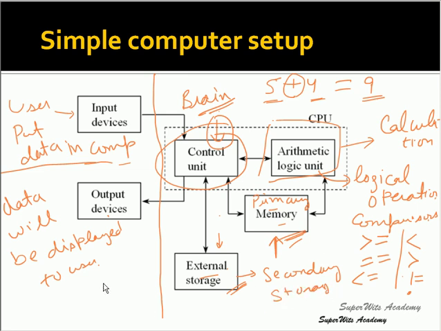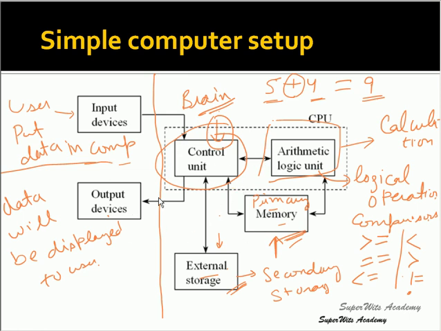So this is your whole setup, which has the input and output devices, which are also known as peripheral devices, a brain, which is the control unit of the central processing unit, and an arithmetic and logical unit, which is responsible for calculation and logical operations. There is a primary memory, which stores the data during the execution of any instruction, right, which is undergoing the execution process. And external storage, also known as secondary storage, is responsible for storing data which is to be kept for further reference even when the execution of the instruction is over, right? So this is what we have for a simple computer setup, right?